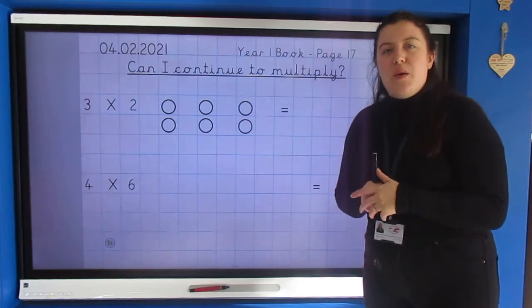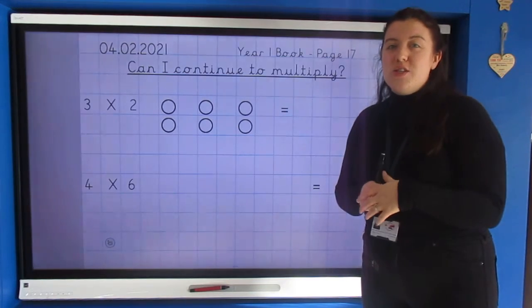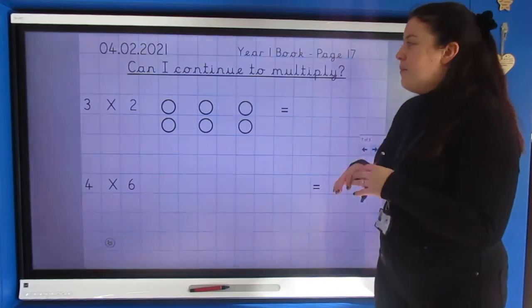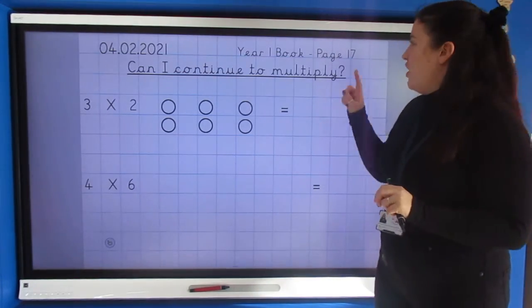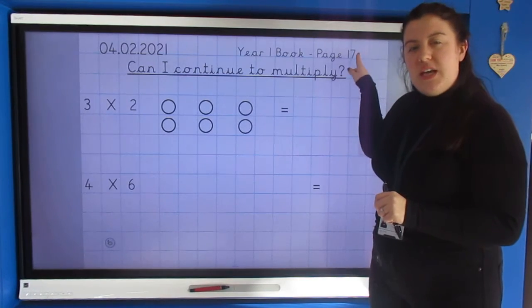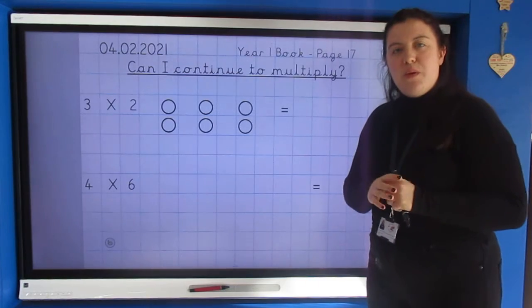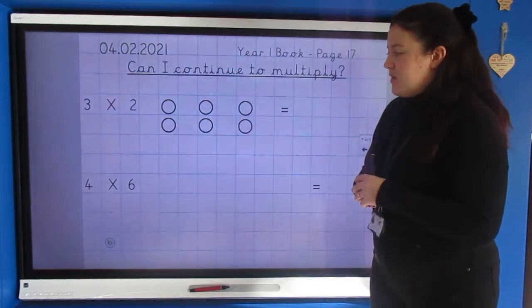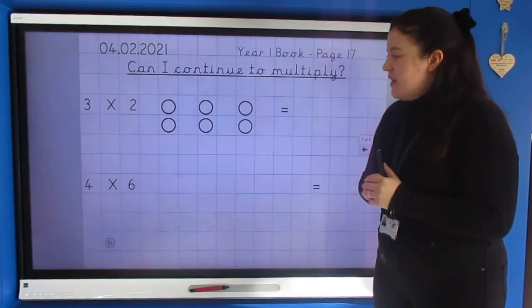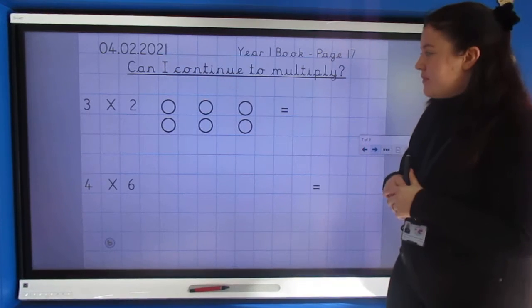Now, some of you are going a little bit too quick, which is brilliant because you're really eager to do your learning, but I'm just going to ask you to make sure before you do anything today, you are on the right page. If you've already done page 17, that's fine, but just listen to this learning and then you could have a go with some of your own sums, because I'm making sure I'm teaching it for you because it's a new concept. So well done, keep up with me, page 17 for today.